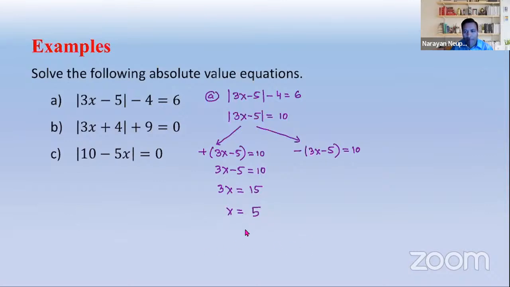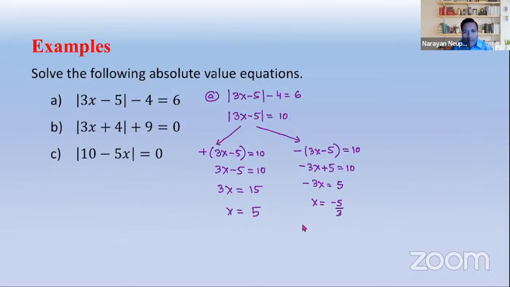One value of x is 5. On the other side, now if we solve this one, there is a negative in front. So negative in front means it will change the sign. That will be negative 3x, and then negative and negative will be positive 5 equal to 10. And you get negative 3x. If you subtract 5 on both sides, 10 minus 5 will be 5. And next, what we do is we divide on both sides by negative 3. So if you divide on both sides by negative 3, you get x equal to negative 5 over 3.